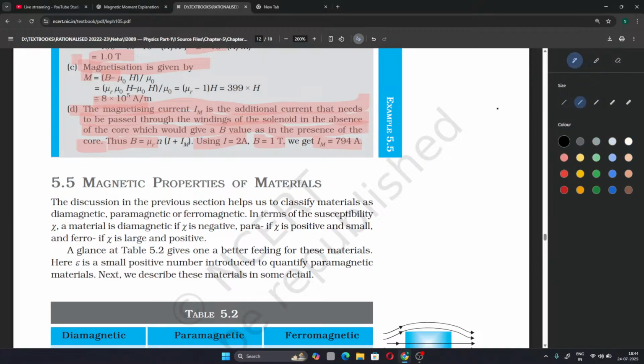This formula we got from B equals mu naught n I. We used this formula and got this value. And we wrote I net, which is equal to I plus Im.